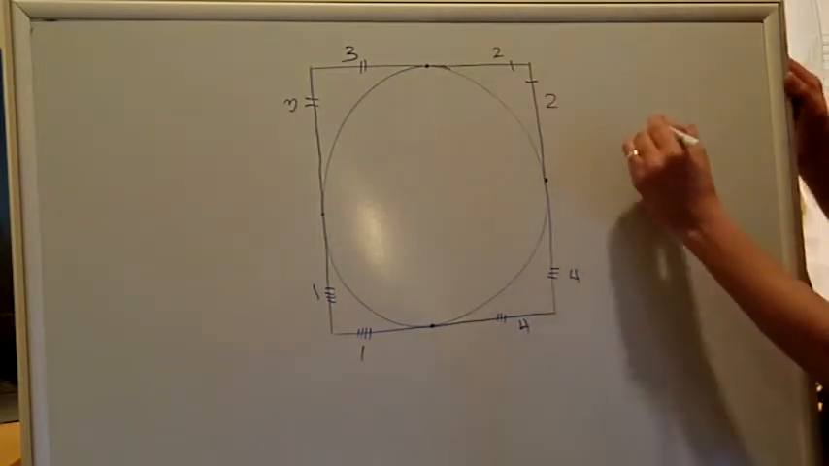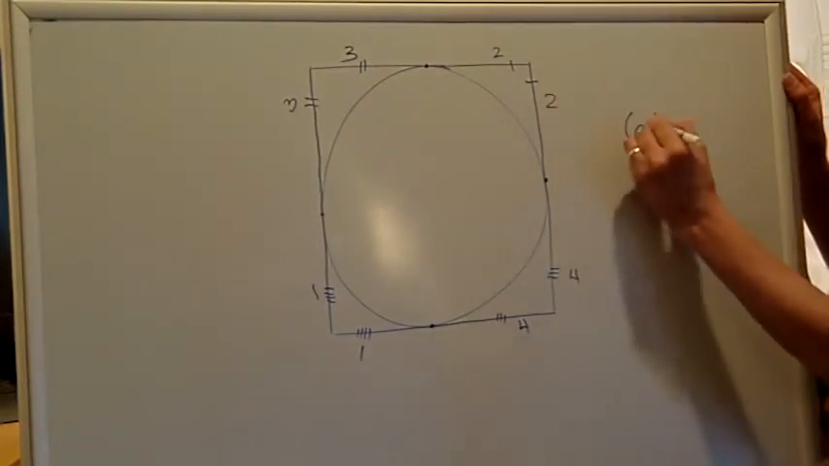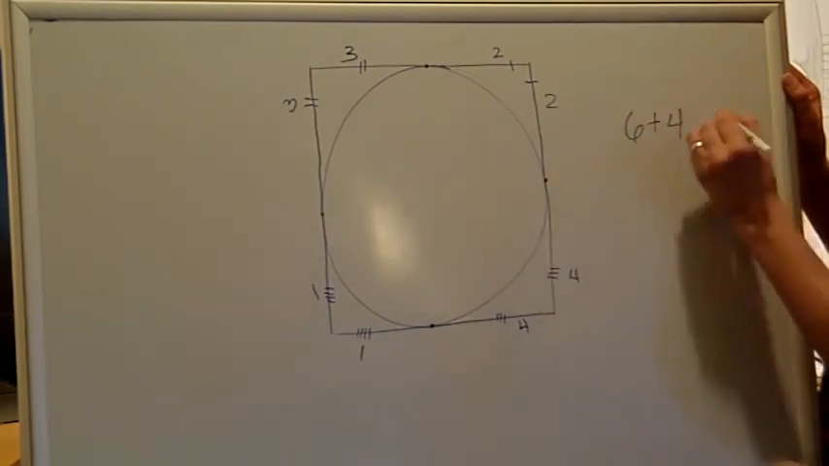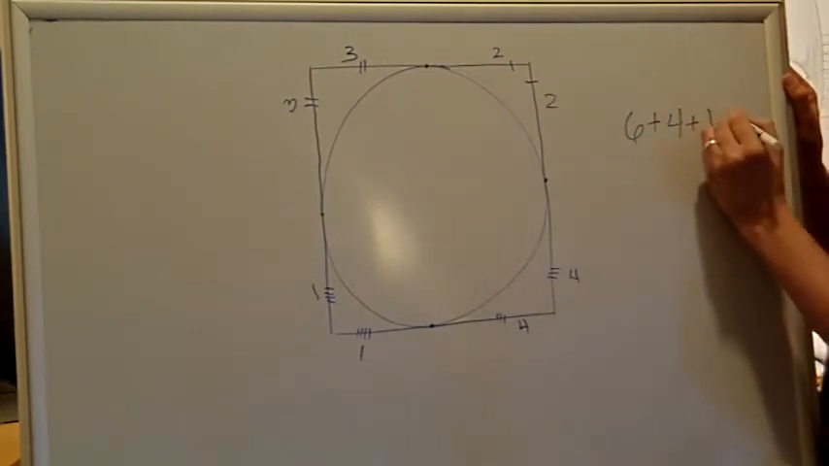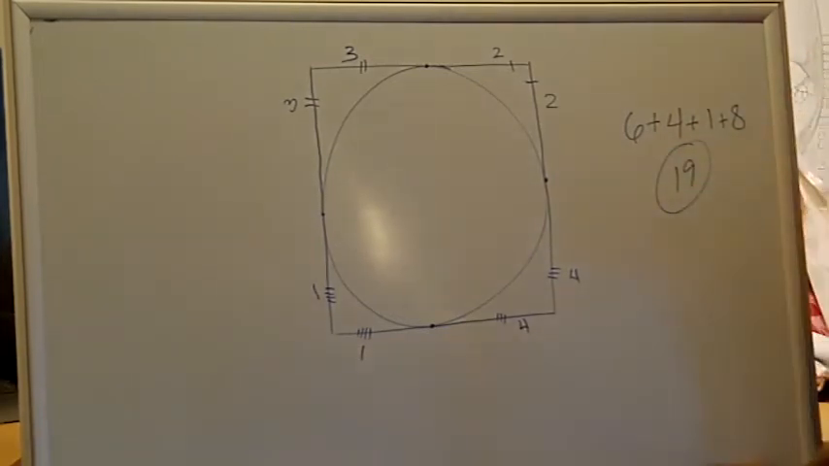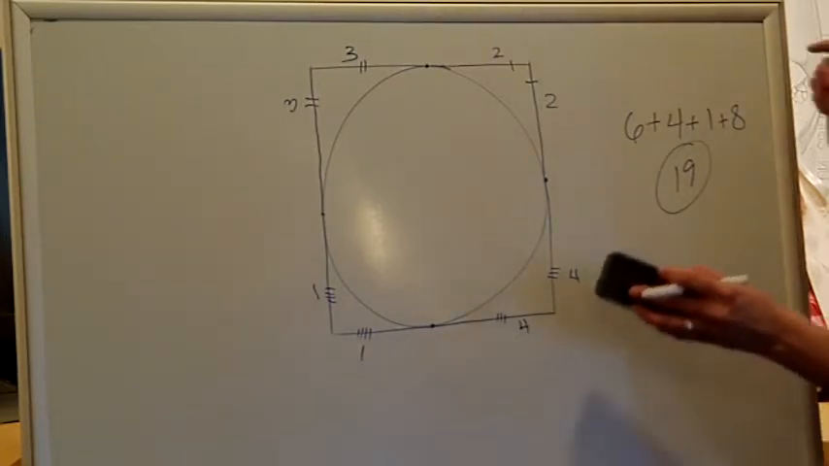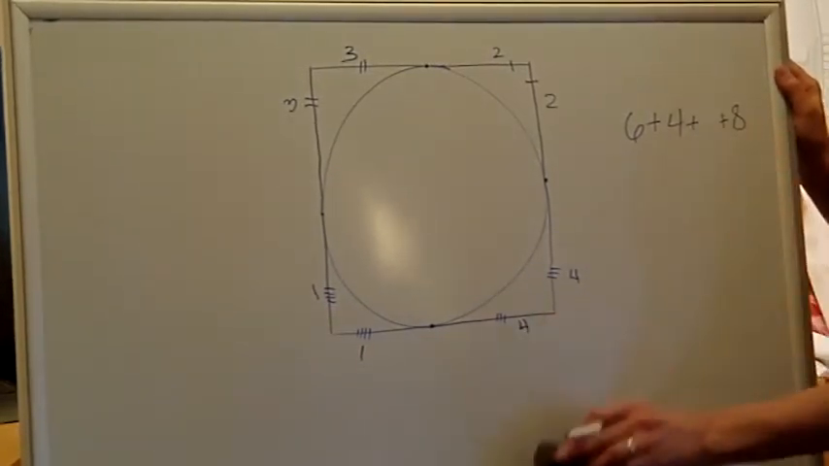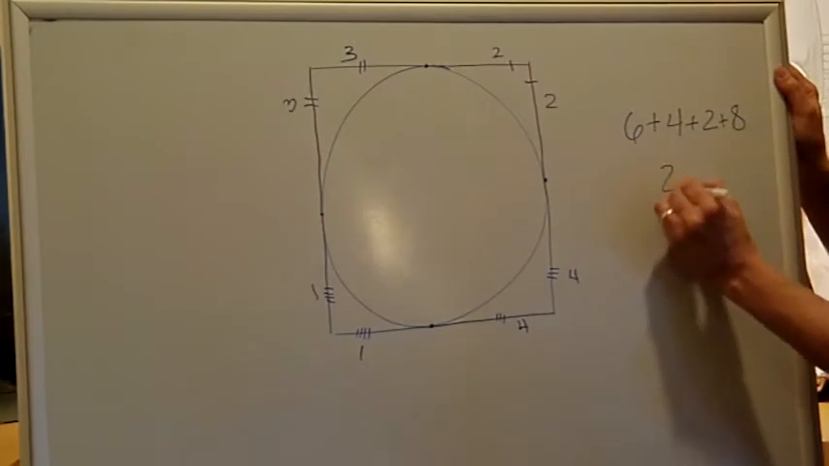So we've got 2 times 3 is 6, 2 times 4 is 8, 2 times 1 is 2, 2 times 4 is 8. Looks like it's 19, which is the answer. Oh, I misadded. 20. What did I do wrong? 2 times 1 is 2. That's what I did. 2 times 1 is 2, so we get 20.